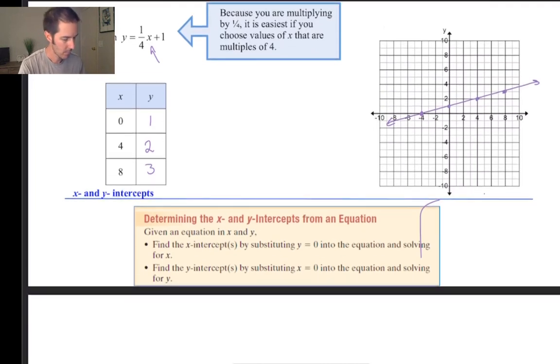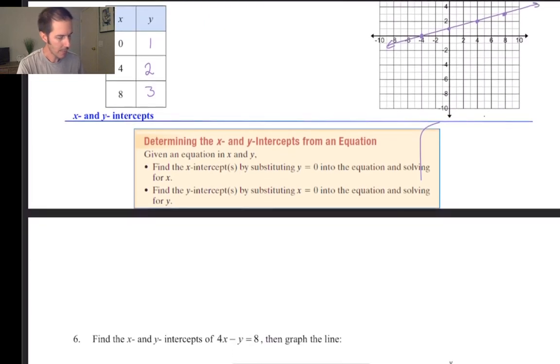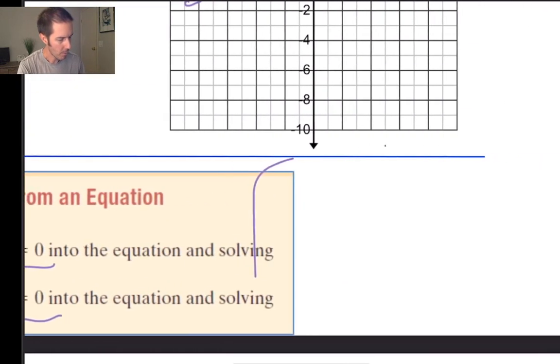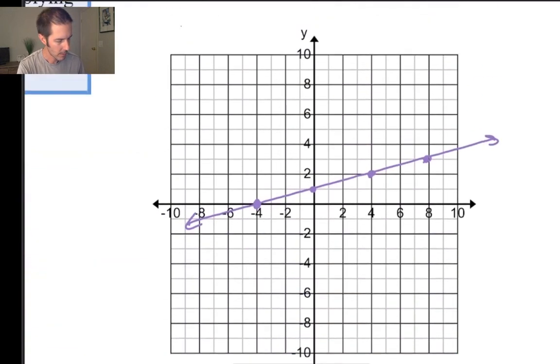Determining x and y intercepts. You can find an x-intercept by plugging in a y value of 0. You can find a y-intercept by plugging in an x value of 0. Why is that? Let's borrow. Can I get this to slide down?